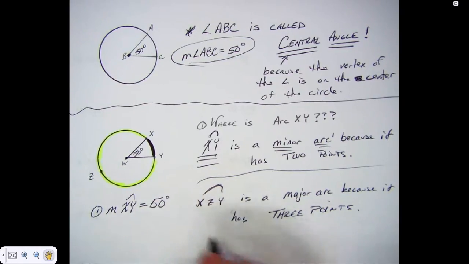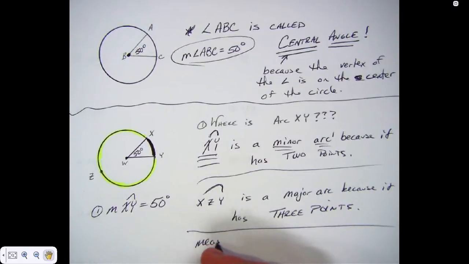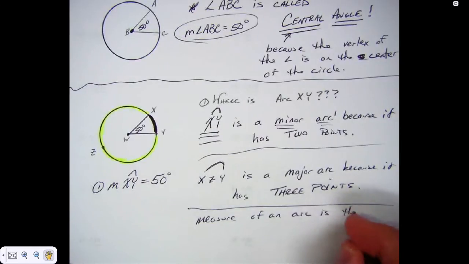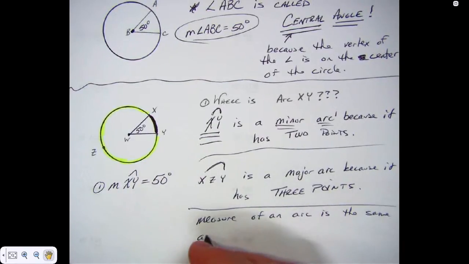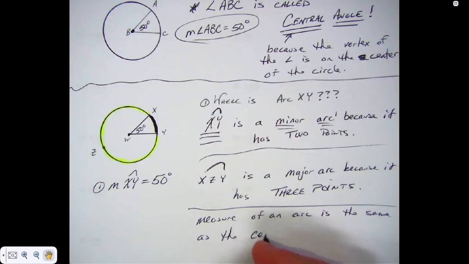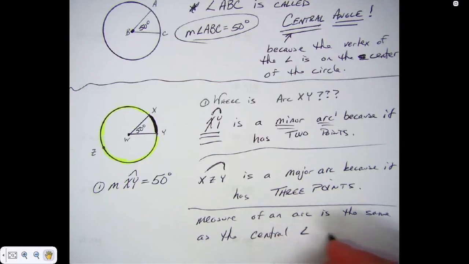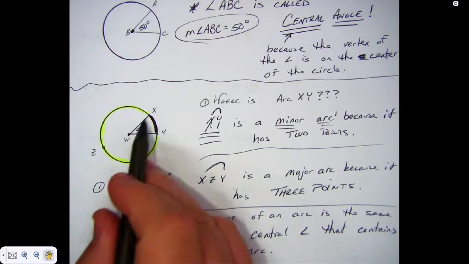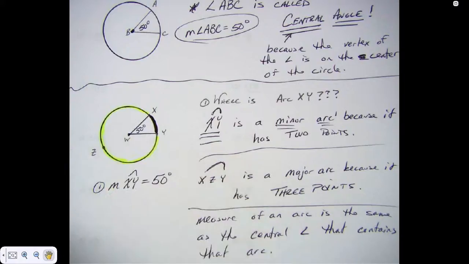It's the measure of an arc is the same as the central angle that contains that arc. Why do you think I mean contains? It's kind of like it's holding that. It's like it's two arms and it's holding it, isn't it? It's holding that small X to Y, isn't it?